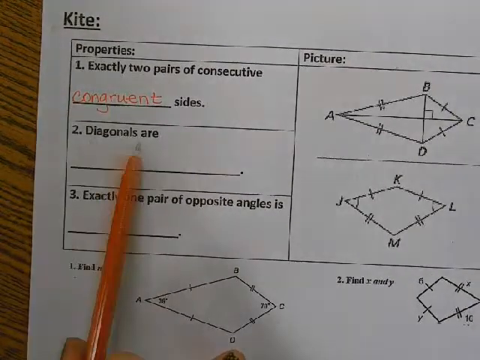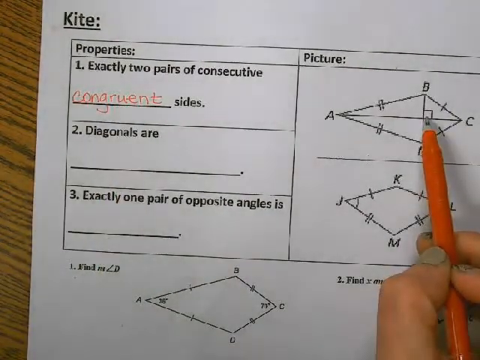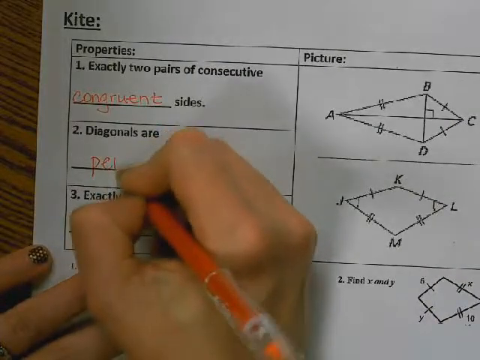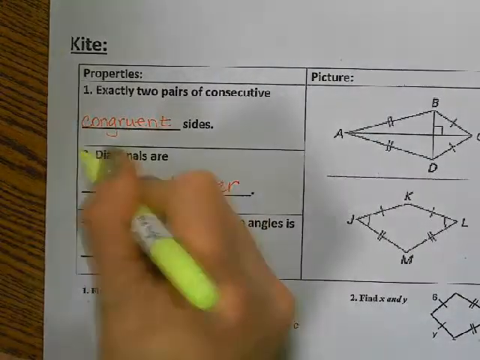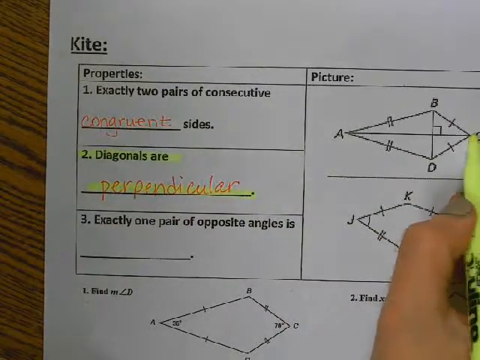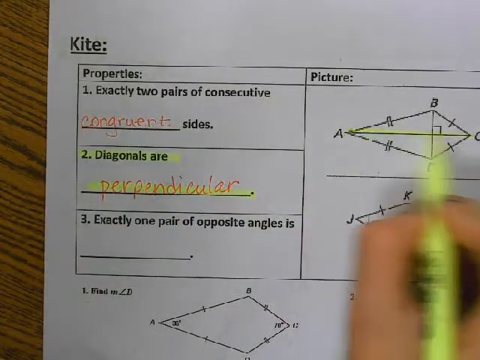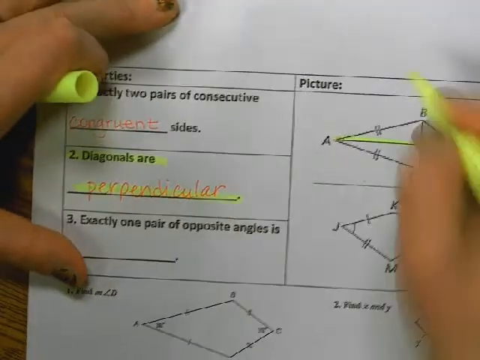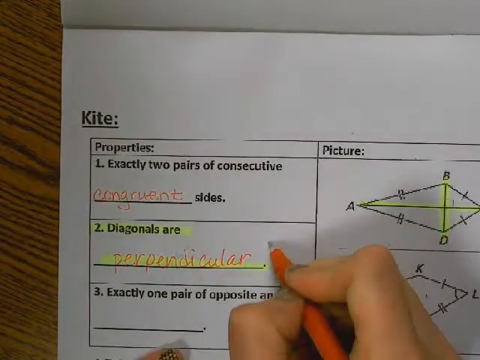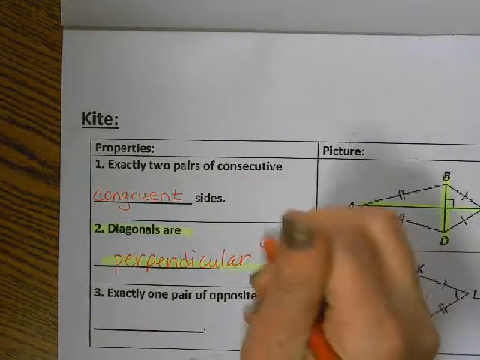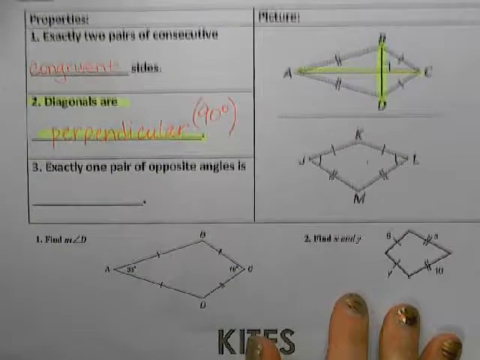The other thing that it says is that the diagonals are perpendicular. Okay, the diagonals are perpendicular. And remember, the diagonals are the lines that touch the vertex to the other vertex without it being a side. So AC is a diagonal and BD is a diagonal. Remember, what does perpendicular mean? It means 90 degrees. So where they intersect, it's a 90-degree angle.